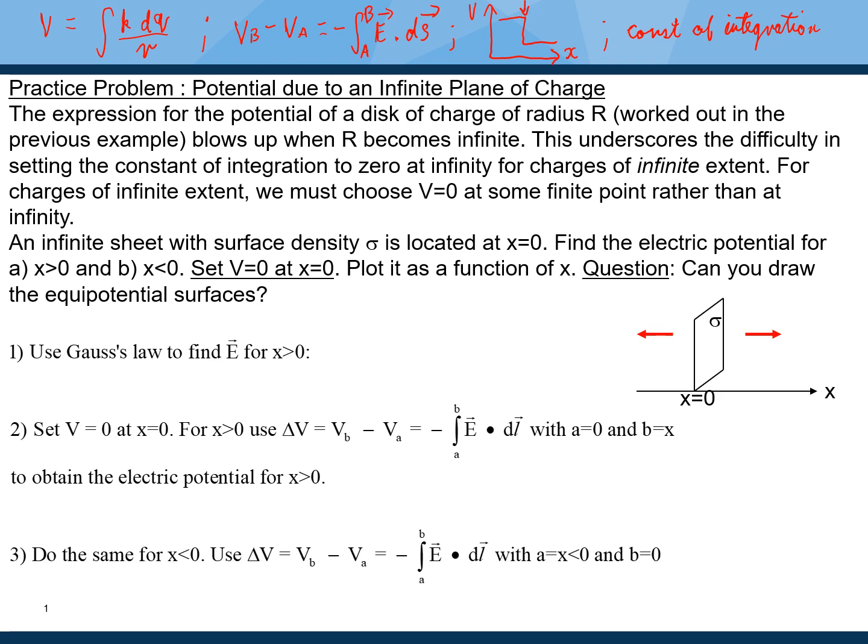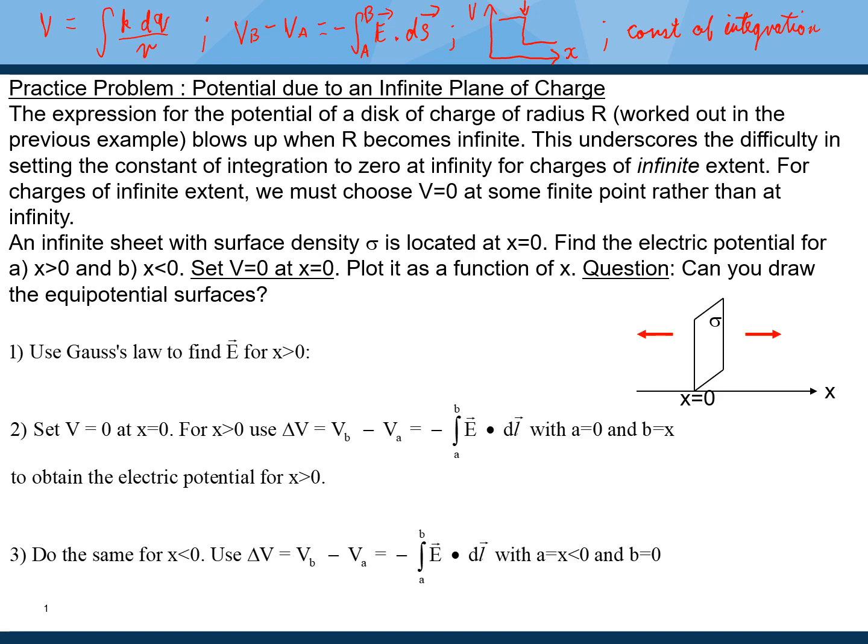So with those ideas, let's go ahead and do this problem, which basically tells us that we have an infinite sheet of charge located along the x-axis at x is equal to 0. So think of the x-axis, and the sheet of charge is perpendicular to the x-axis. We're therefore told to first use Gauss's law to find the electric field both for x greater than 0 and for x less than 0.